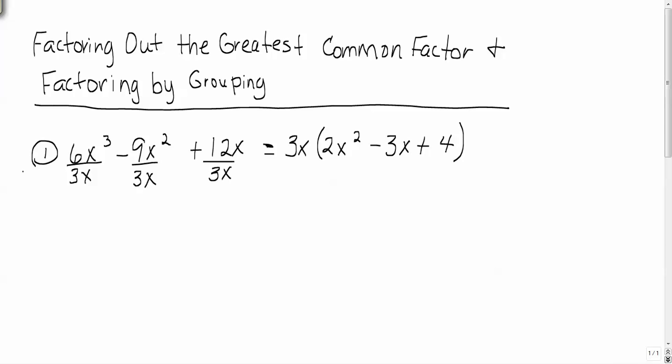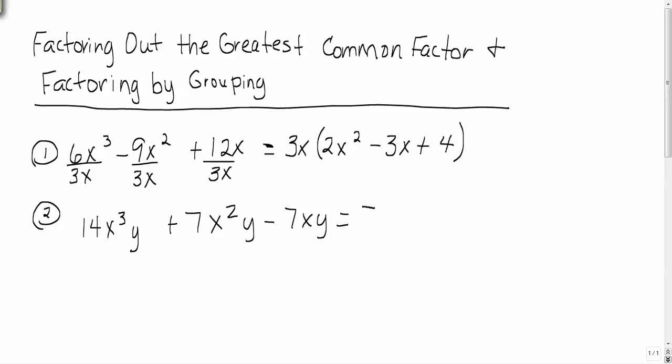Let's do one more. 14x cubed y plus 7x squared y minus 7xy. Okay, let's look at the numerical part of each. We have 14, 7, and 7. The largest number that goes in all of those is 7. They each have an x. The lowest power of x you see is just x to the first. They each have a y. The only power of y you see is y to the first. So 7xy is your greatest common factor.